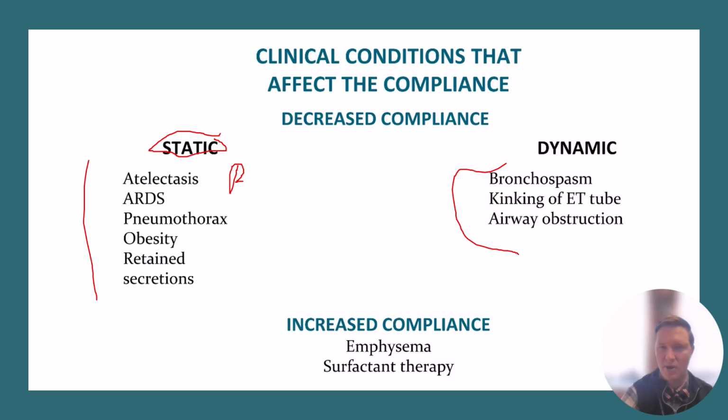Is there bronchospasm? Is the ET tube kinked? Is the cuff herniated over the end of the tube? Is there an airway obstruction like a mucus plug that's going on? Those are things that can make dynamic compliance worse. Dynamic compliance trending worse with static compliance staying the same is an airway resistance issue.